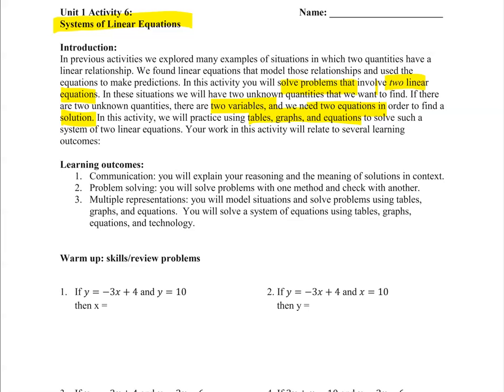And these are the learning outcomes. You will explain your reasoning and meaning of solutions in context. You will solve problems with one method and check with another, and you will model solutions and solve problems using tables, graphs, and equations. You will also solve a system of equations using tables, graphs, and equations and technology.